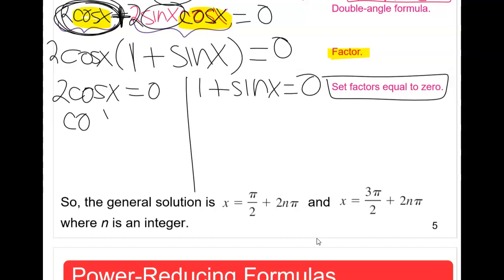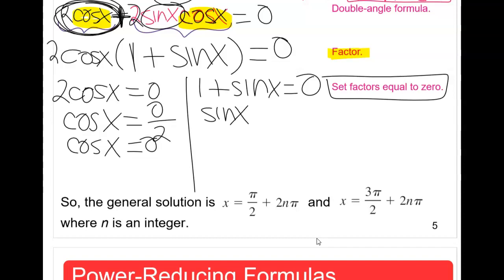So cosine x will be 0 divided by 2, which is equal to 0. So we're going to come back to that equation. Let's work on the other one. So we're going to have sine x is equal to -1.